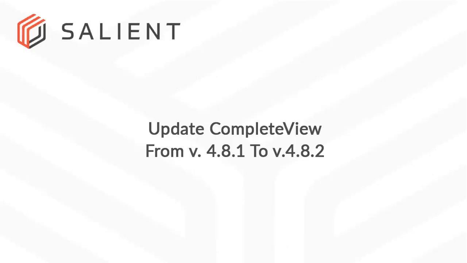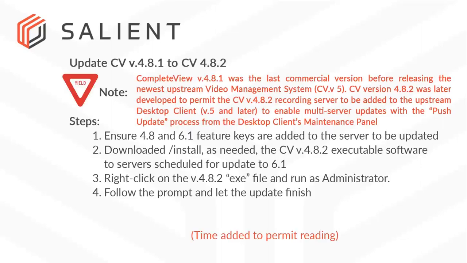The version 4.8.2 update will enable multinational and interstate businesses to remotely and simultaneously push out the 6.1 recording server updates across their internet to their other version 4.8.2 recording servers. Be sure you've added the 4.8 and 6.1 feature keys before beginning this update. Reading the red text and steps will increase your understanding of the following short upgrade video.